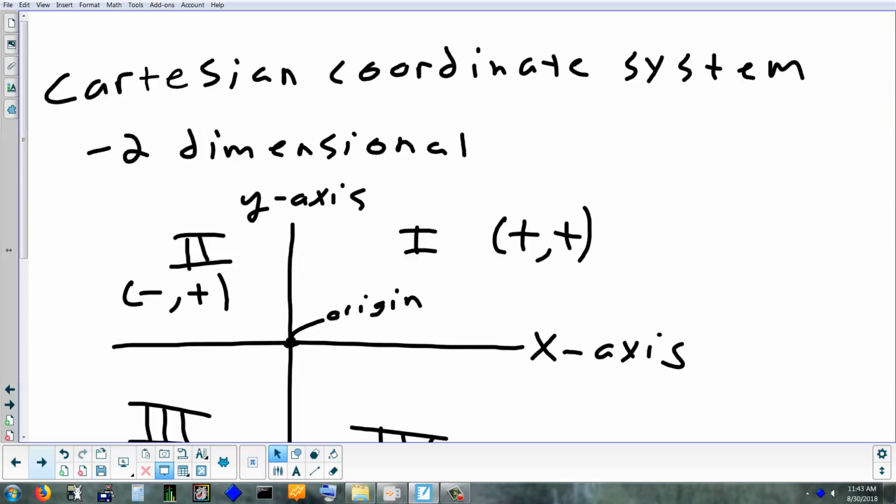Whenever you add in an axis, it basically doubles the amount of regions you have. When you have just a single number line, you have everything to the right of 0 and to the left of 0. It's basically 2 regions, positive, negative. Well, now with 2 axes, we have 4 regions, and we call them regions 1, 2, 3, and 4.